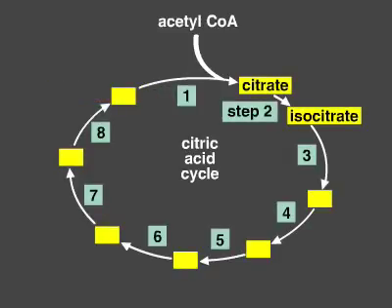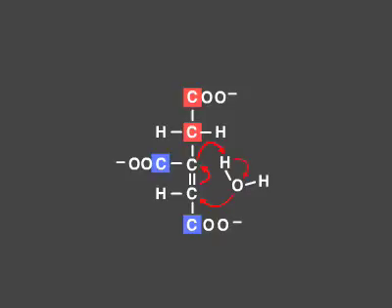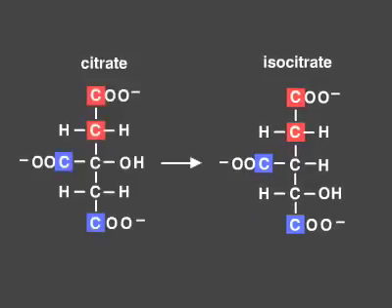In the next step of the cycle, citrate rearranges to form isocitrate. Note that the hydroxyl group is in a different position in these 2 molecules.